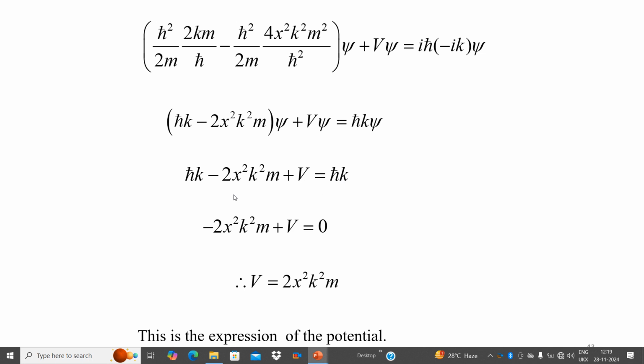And this term ħk and this ħk will cancel. You have 0 minus 2x²k²m plus V equals 0. So your V becomes 2x²k²m. So this is the expression of the potential.